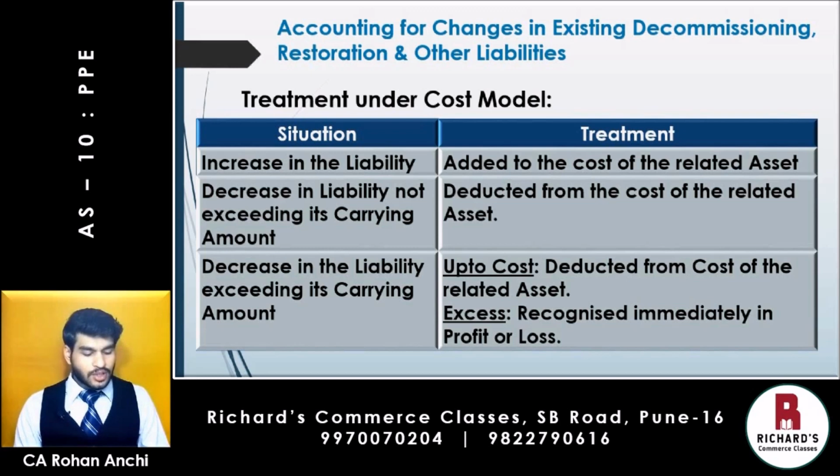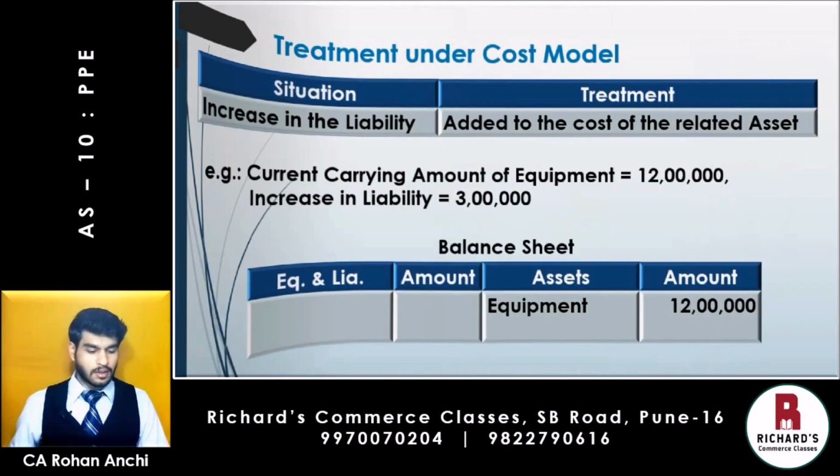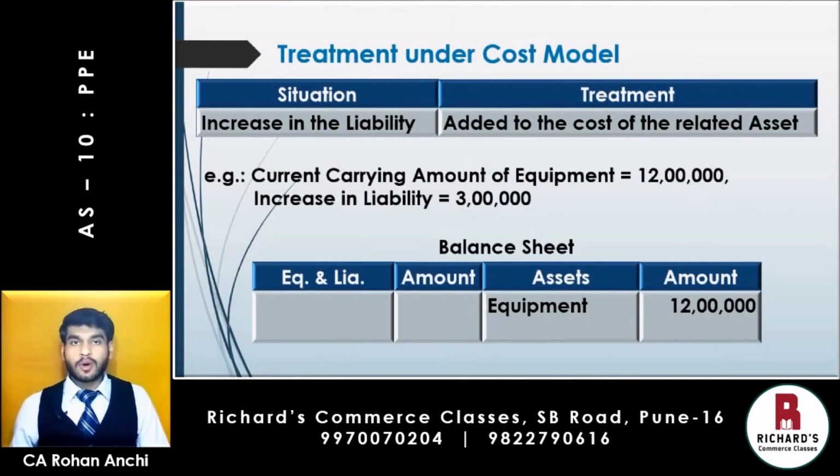There can be three situations and the treatment of each situation is listed here. What we will do is take each situation and understand its treatment through the help of an example. Let us see. Treatment under the cost model, the first situation is there is an increase in liability. Then what should be done? The treatment is the liability, whatever was increased, should be added to the cost of the related asset.